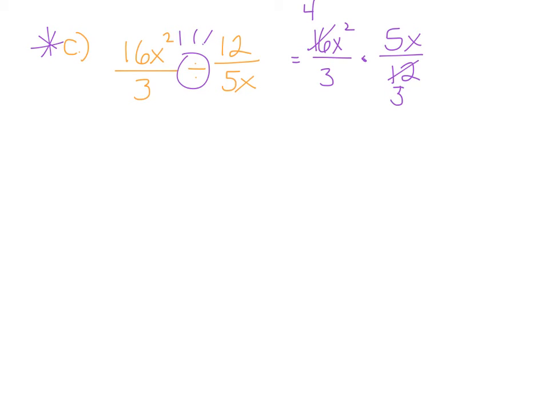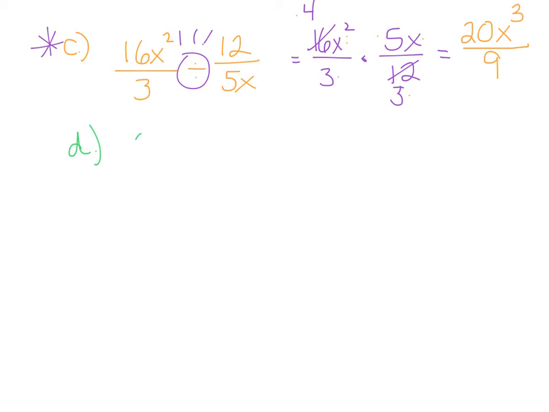And I think that's it. That's all we've got. That's all she wrote. So on the top, we've got 4 times 5. That's 20. And 1, 2, 3 x's. That's x to the third. Over 3 times 3. Done. No more common factors. All done. D.